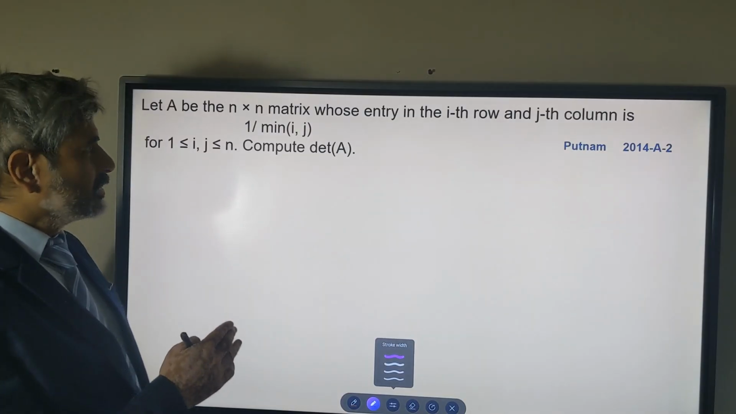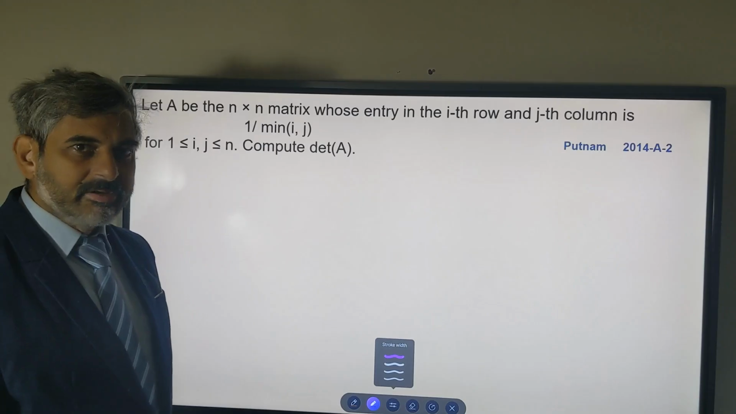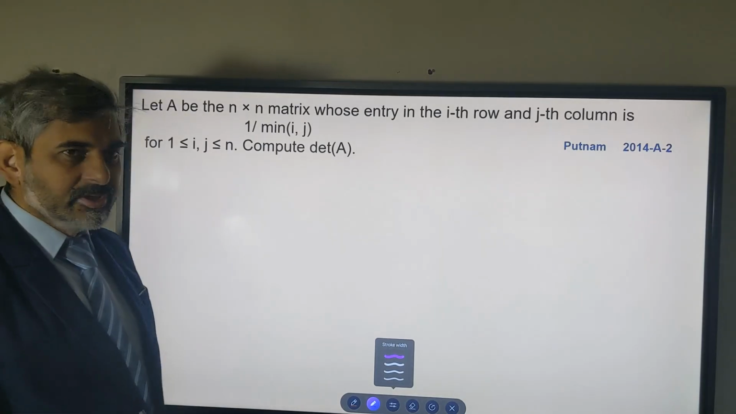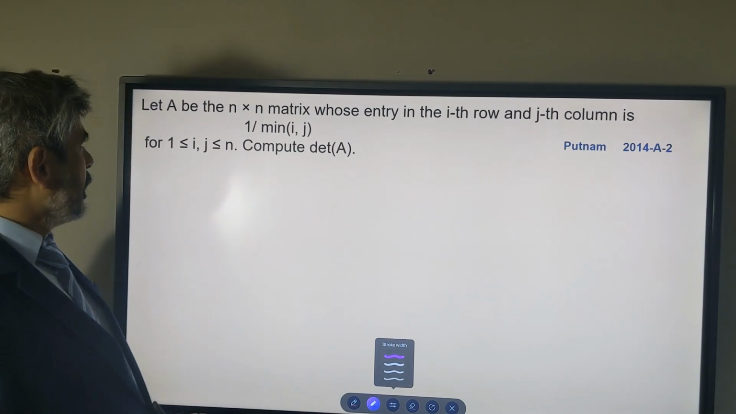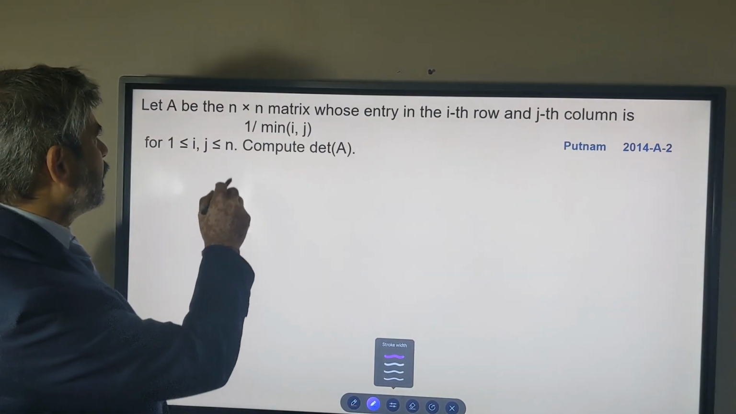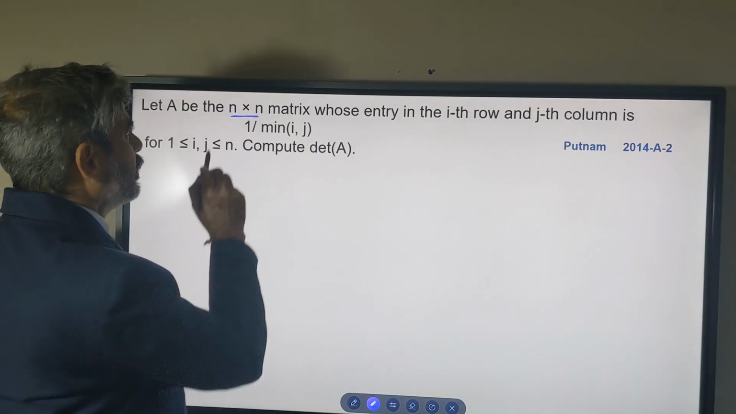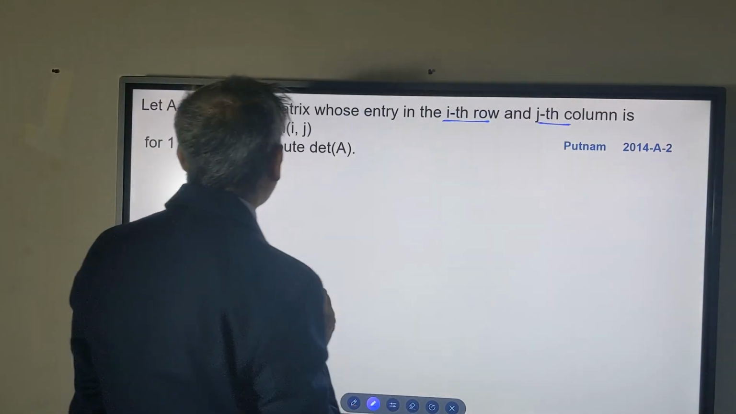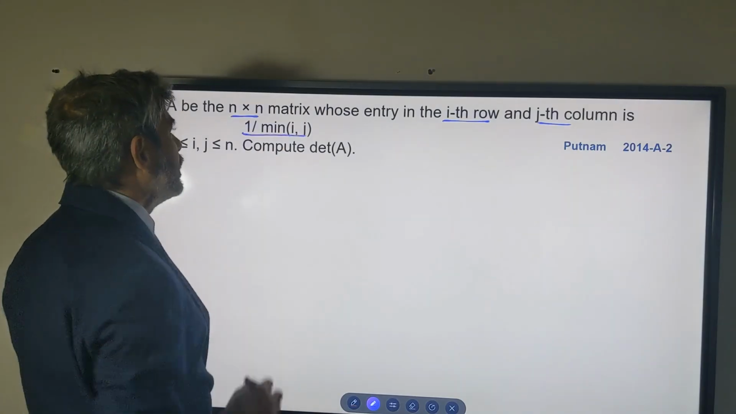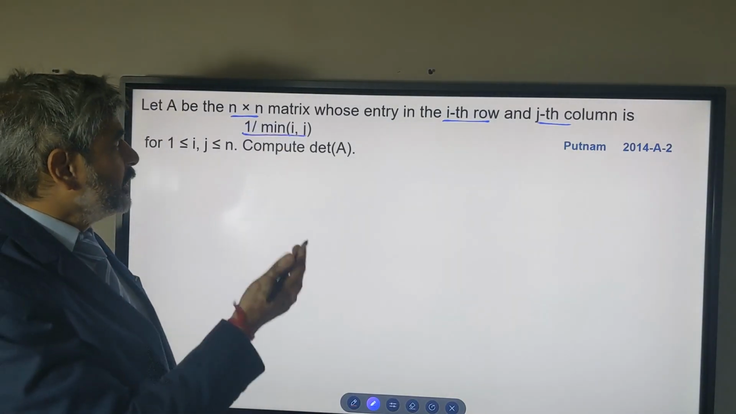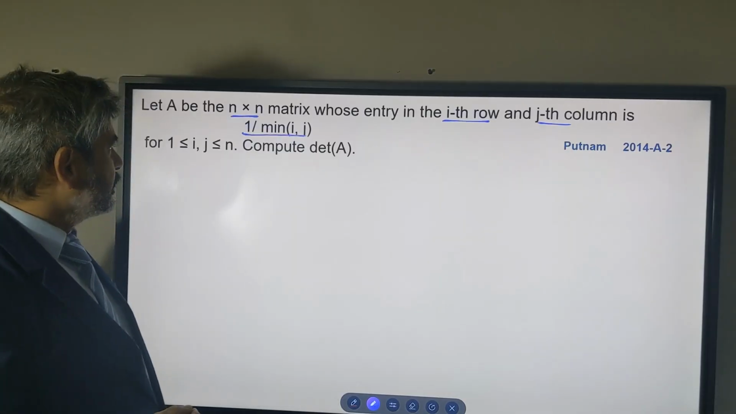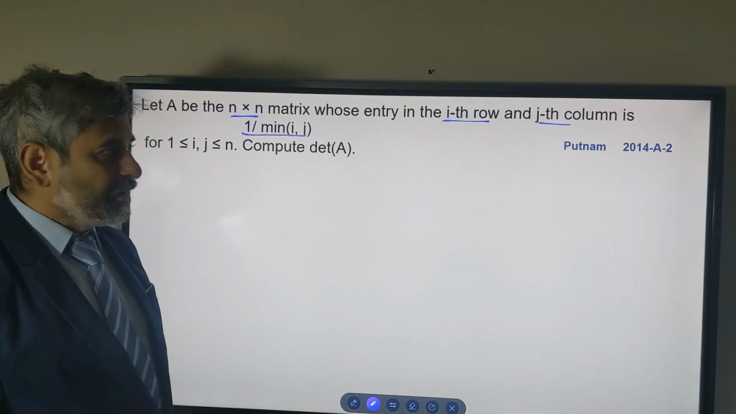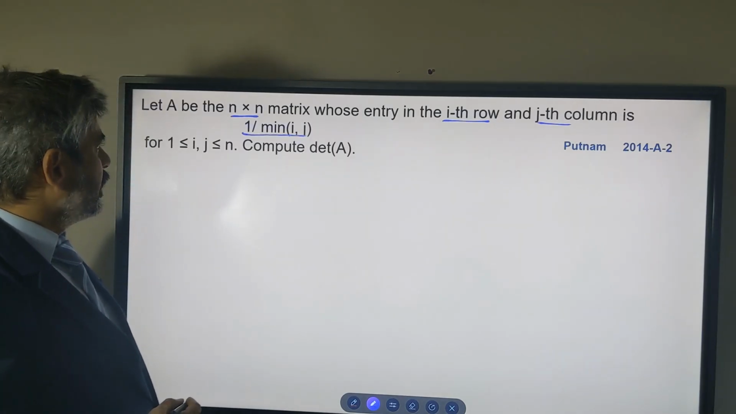This actually does not use a lot of matrices and other linear algebra information, but still, just compute the determinant of A. Now let A be an n by n matrix, and the entry in the ith row and jth column is given by 1 upon min of i, j. What we'll try to do is get a feel of how this matrix A looks like.